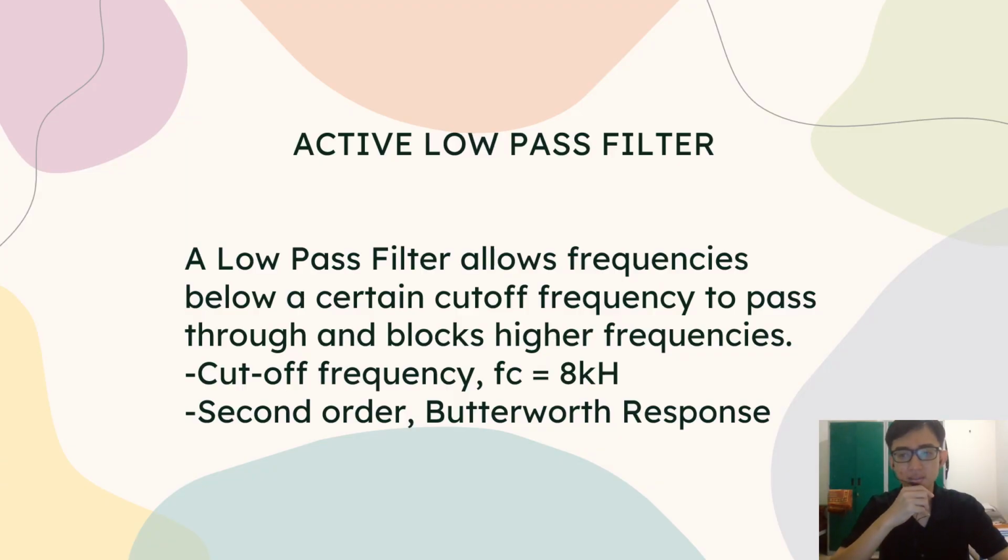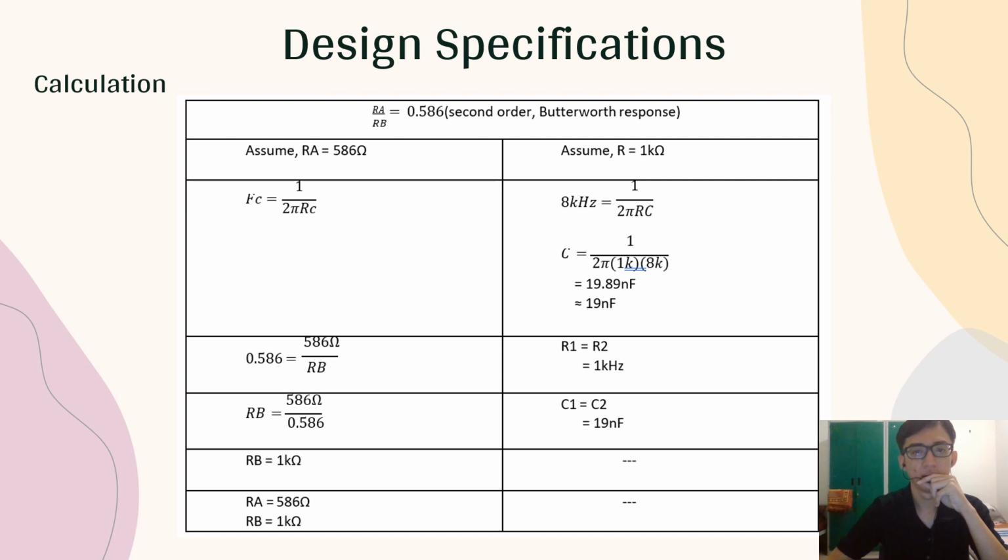Hello, my name is Jason Wong bin Muhammad Fitri Wong, metric number B0821100297. I will present about the active low-pass filter. A low-pass filter allows frequencies below a certain cutoff frequency to pass through and blocks higher frequencies. The cutoff frequency Fc equals 8 kHz with a second order Butterworth response. And this is the design specification.